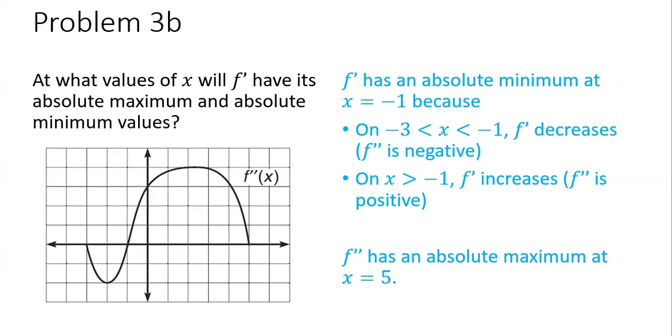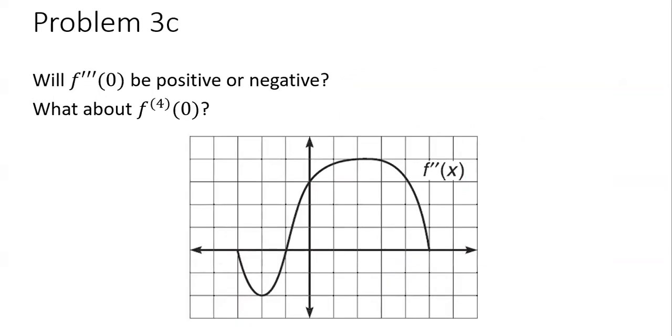All right, C, will f triple prime of 0 be positive or negative? What about the fourth derivative of f at 0? Okay, so how is f triple prime related to f double prime? It's its first derivative. So if f double prime is increasing, that means its derivative is positive. So at 0, is this function increasing? It is. So that means f triple prime will be positive.